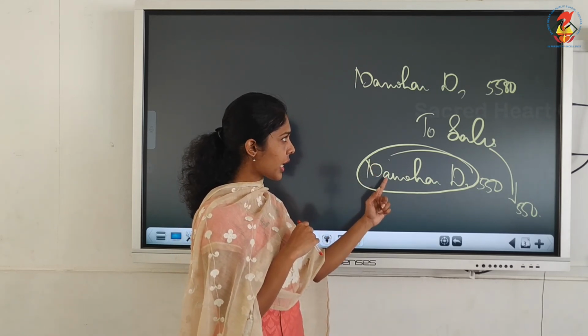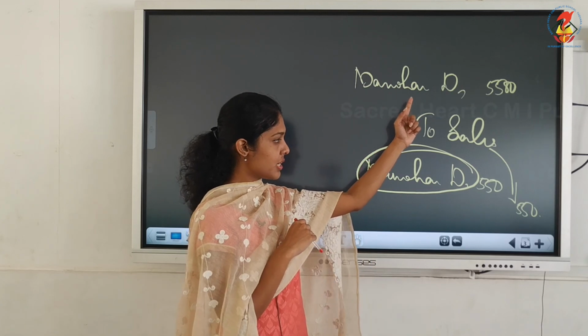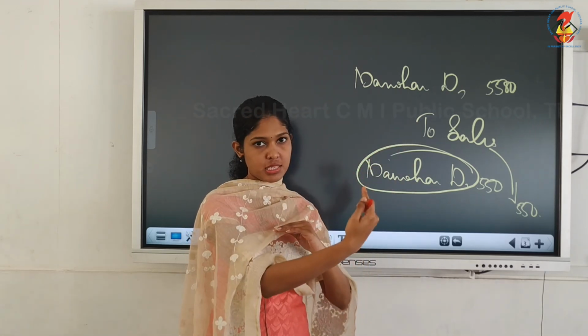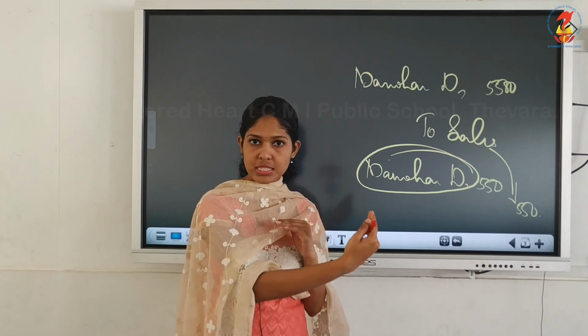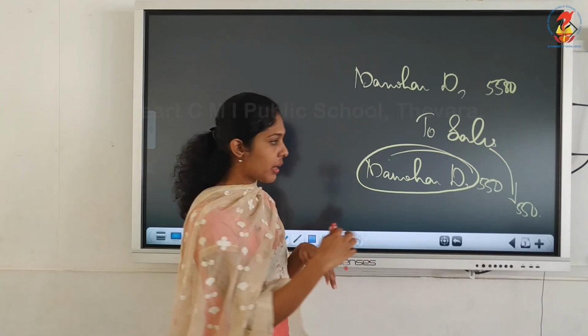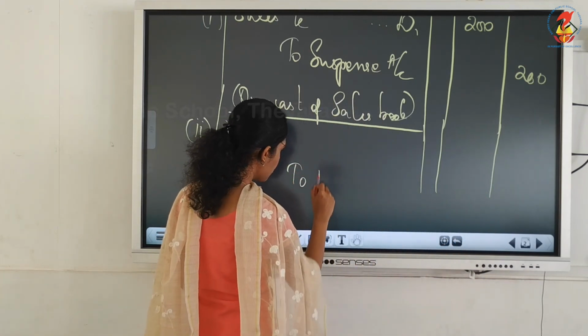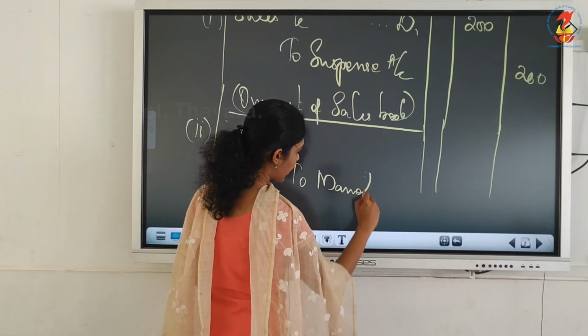So Manohar's account was debited with 5500 instead of 550. So we have debited with an excess amount. How will you cancel that excess debit? We'll have to credit Manohar. So here we'll write to Manohar, we'll credit him.